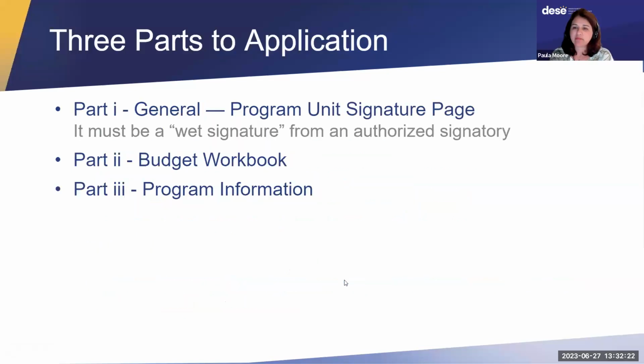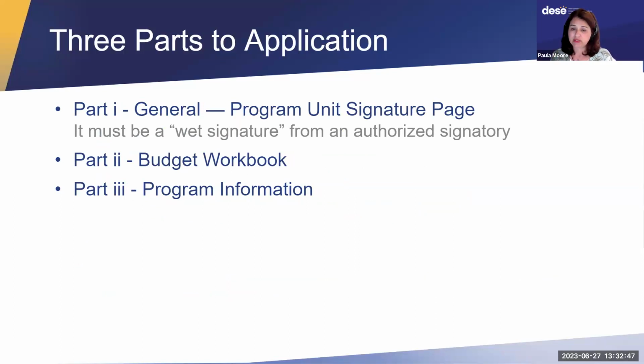All right, so the application itself. There are 3 parts to the application. Part 1 is your general standard signature page, which has to be a wet signature, which means you print out the sheet, you hand it to an authorized signatory. They actually have to use a pen on it, and then you have to scan it as a PDF. It can't be an electronic signature at this point.